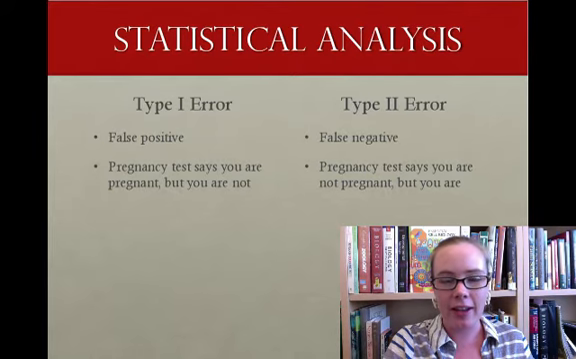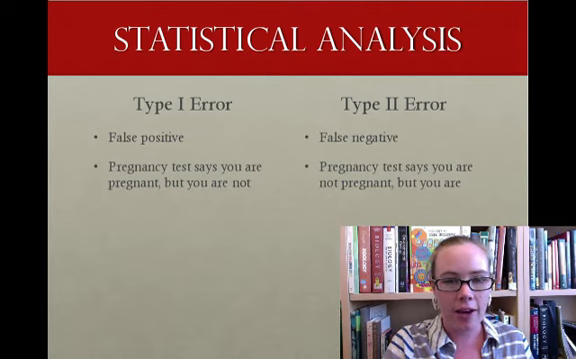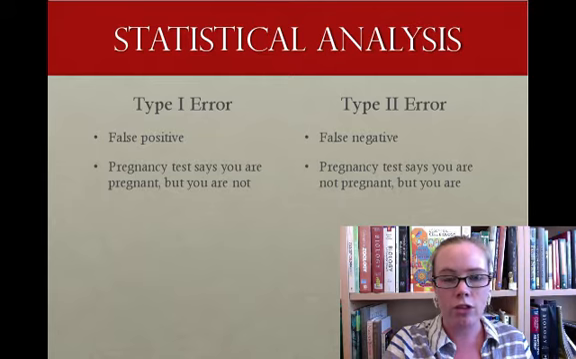In statistical analysis, we sometimes have type 1 or type 2 errors. A type 1 error is a false positive. An example of this is if you took a pregnancy test and it says you're pregnant, but you are not pregnant. The other type of error is a type 2 error, which is a false negative. That means if you took the pregnancy test and it says you're not pregnant, but you actually are.